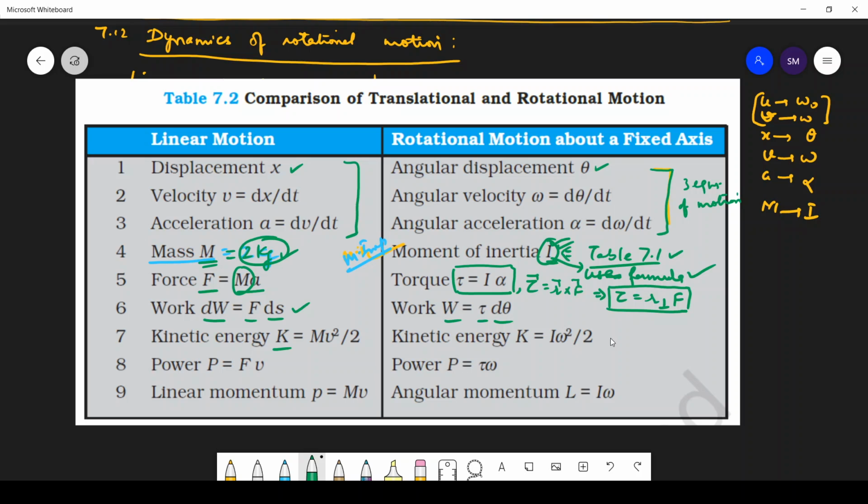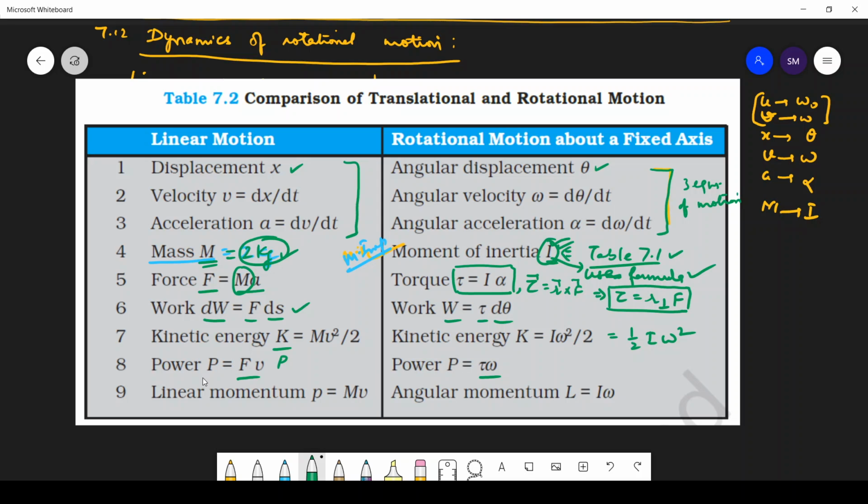And kinetic energy is half mv square. Here, instead of mass, half I is used, and v is replaced with angular velocity, so half I omega square. Power, we know, is equal to F into V, and here power is equal to tau omega, meaning force is represented by torque and V with omega.